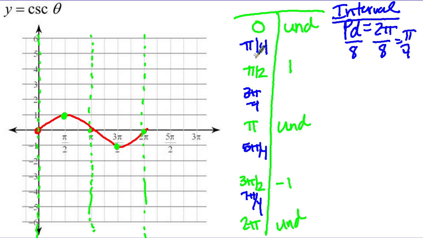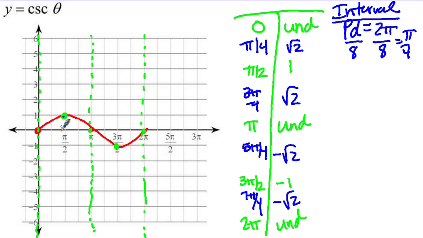Cosecant of pi over 4 is the square root of 2. Cosecant of 3 pi over 4 is the square root of 2. Cosecant of 5 pi over 4 is negative square root of 2. And cosecant of 7 pi over 4 is negative square root of 2. So now that we have all these other values, we can go ahead and continue this graph.